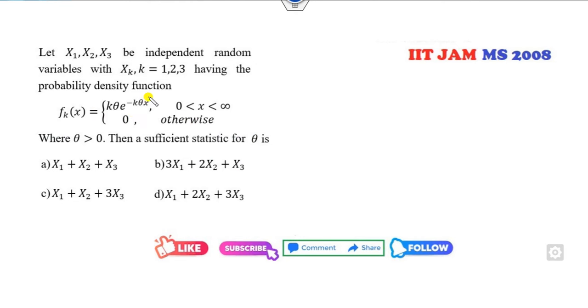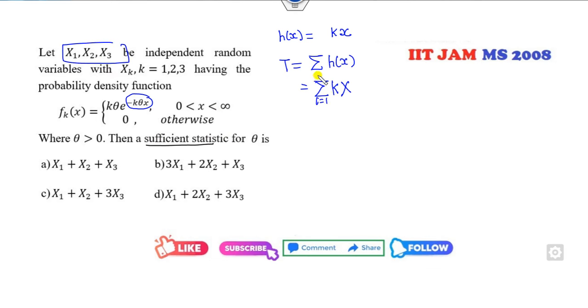Like here, you can clearly say this is exponential form. So what is my h(x)? h(x) is the coefficient of theta. You can ignore the negative sign, there is no issue here. Then your target is to find the sufficient estimator. So what is the sufficient estimator? It's the sum of k times x. How many sides are there? 3 sides. So it's i varies from 1 to n, or k varies from 1 to 3. If I substitute here, it will be x1 + 2x2 + 3x3 as my sufficient estimator. So you can see this is my right answer.